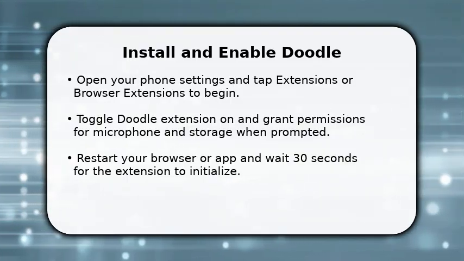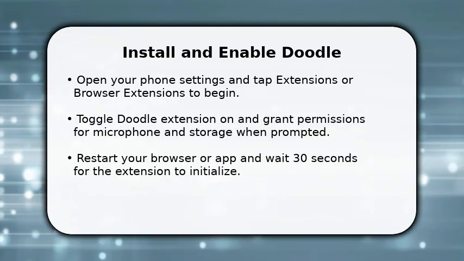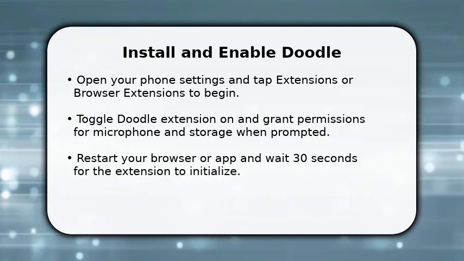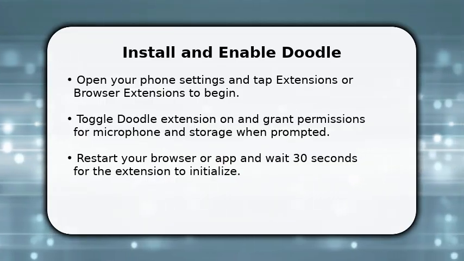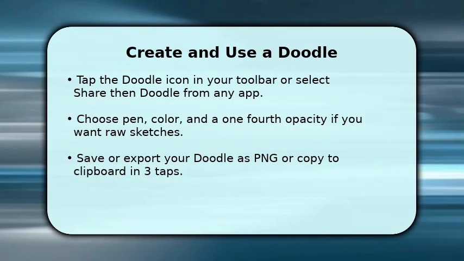Restart your browser or app and wait 30 seconds for the extension to initialize. Confirm the Doodle icon appears in the toolbar or share sheet before proceeding to create. Tap the Doodle icon in your toolbar or select Share, then Doodle from any app.